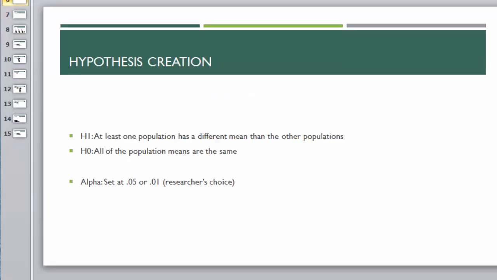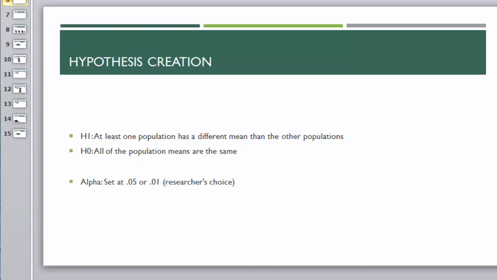So the first step involved in the ANOVA is to create the hypothesis. The research hypothesis is that at least one population has a different mean than the other populations. The null hypothesis is that all of the populations are going to be the same. In this case, our research hypothesis is that at least one religious population will have a different mean of reading the news than the rest of the populations.